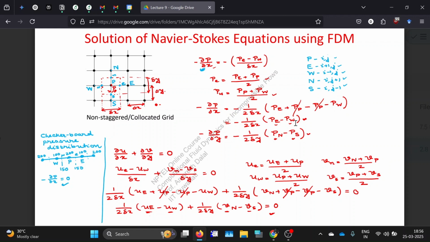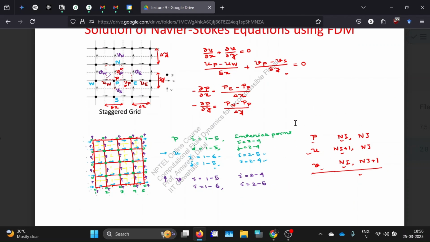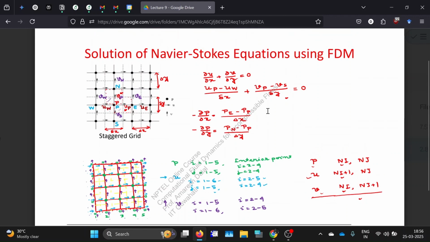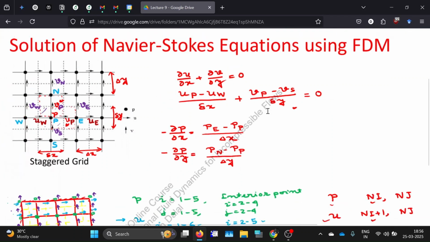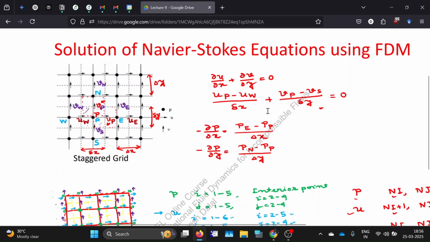Velocities are known in standard. Okay, standard. Can you move to the next one? Yeah. So here, the very first equation, continuity, del u by del x. This diagram, can you? Yeah. So here del u by del x.